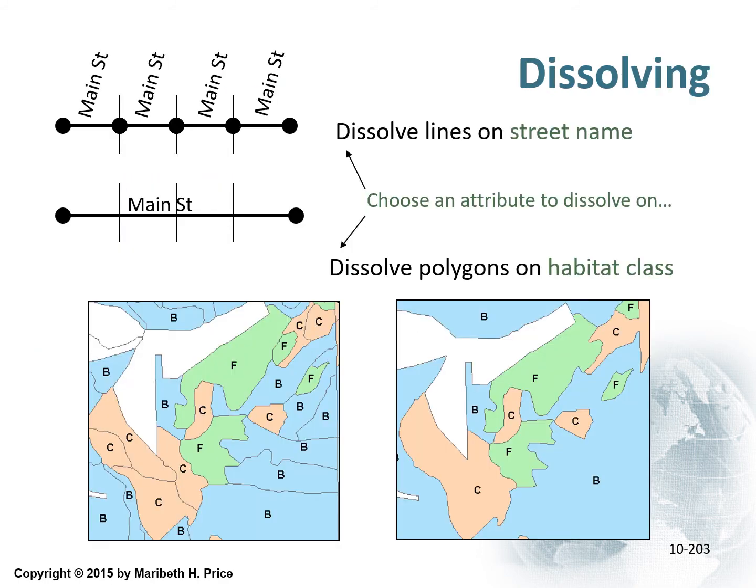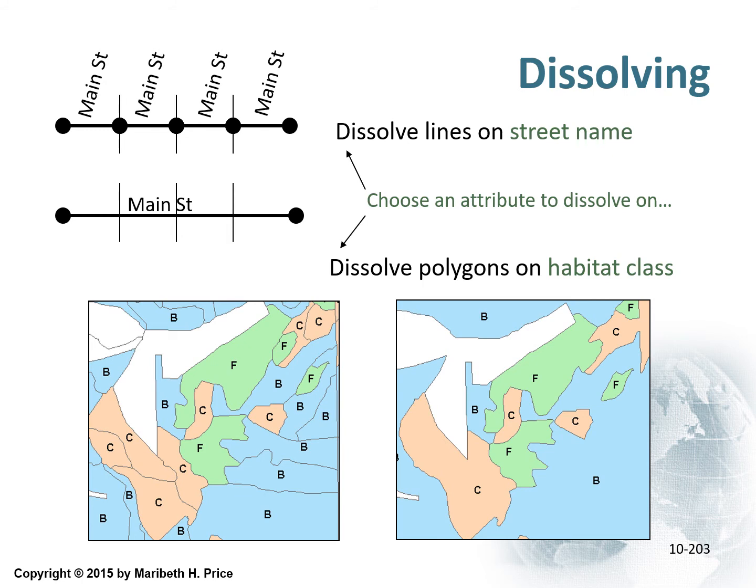Dissolving, you got a bunch of polygons on the left. This could be from any number of things, and you ultimately want to combine all the B's, all the C's, all the F's into single features or multi-part features. Well, that's where the dissolving tool comes in. You simply select the field that you want to dissolve by, and it does that.